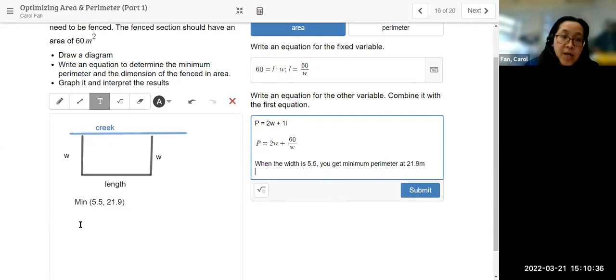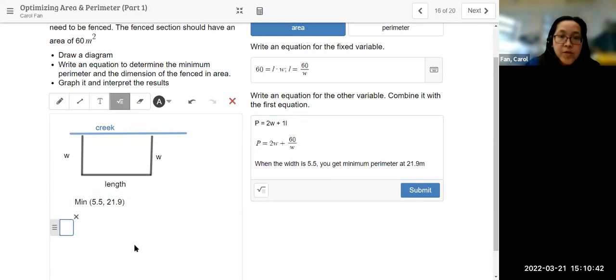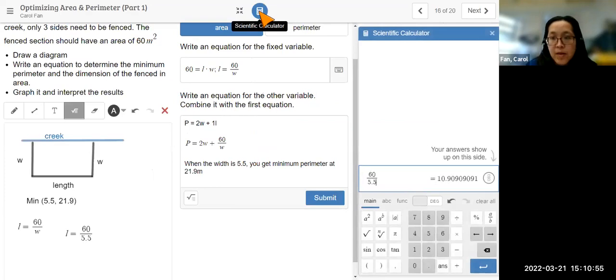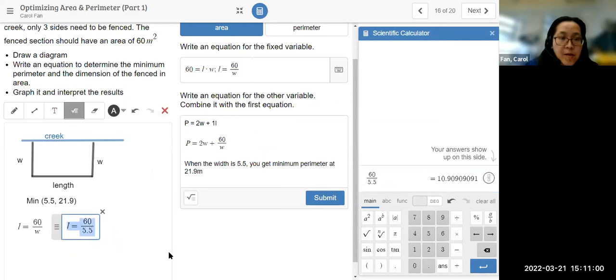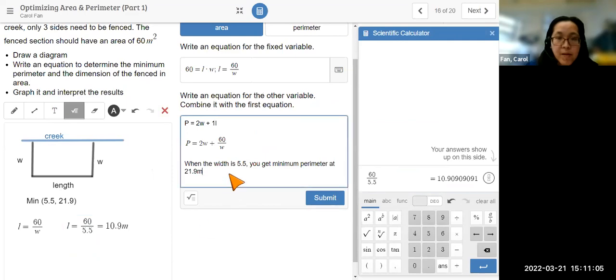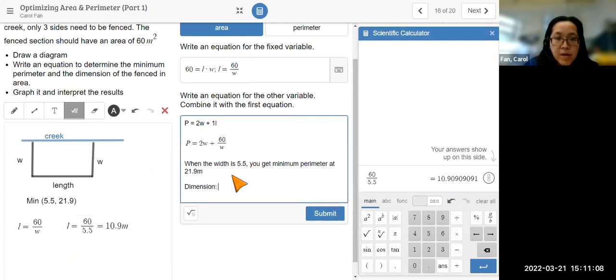Okay, so the dimension then, sorry, since I know that length is equal to 60 over W, I would get 60 over 5.5, 10.9. So the dimension 5.5 meters by 10.9 meters.